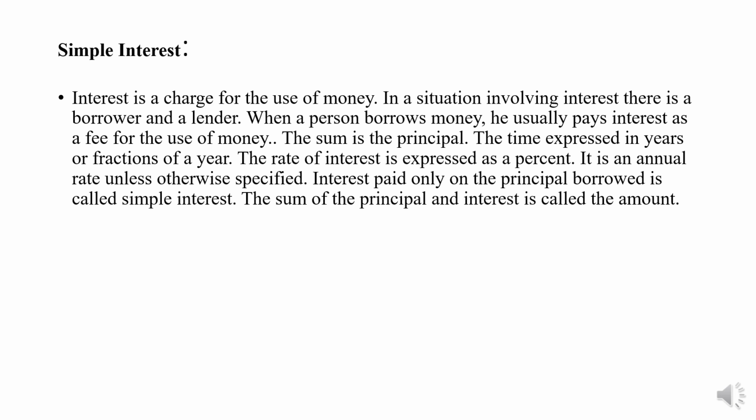Interest paid only on the principal borrowed is called simple interest. The sum of the principal and interest is called amount. So we use the formula to find out the principal amount, the interest rate, and the time. Simple interest equals principal into rate into time.